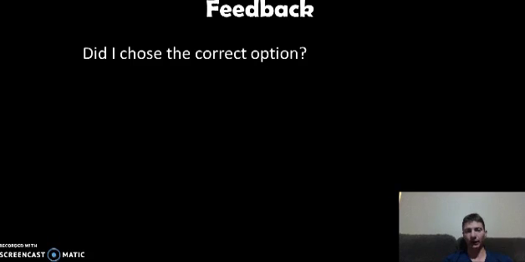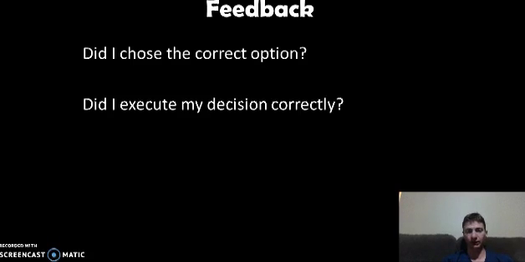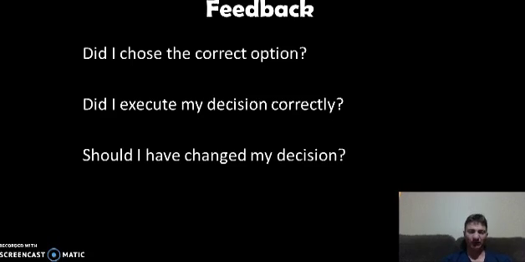And the last part of the model is feedback. So that's all about the body giving yourself feedback for the next time. Did I choose the correct option? Did I execute my decision correctly? Should I have changed my decision? All these sort of questions come into the process subconsciously. So you don't know you're going through this process, but the brain always is.